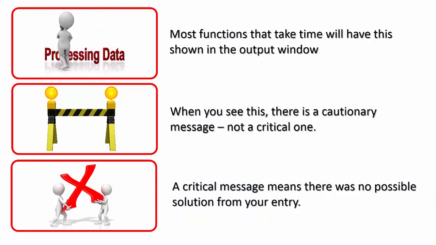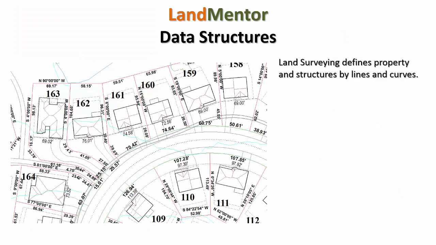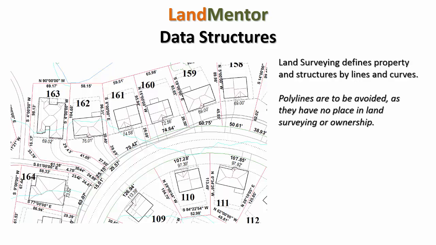It's not going to calculate it because there is no answer, or the answer makes no sense. As far as data structures, all data structures are land surveying based, nothing else. There's only lines and arcs. Polylines are to be avoided. There's no place for them in land ownership or land surveying. In fact, we can't run an area on a polyline. It won't let you. So the three data structures shown here are simply lines, curves, and text.